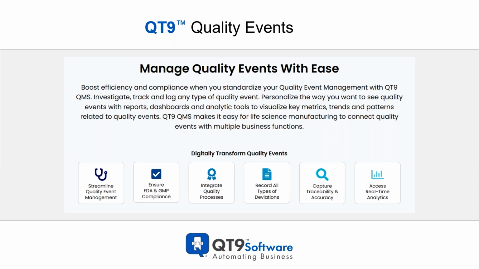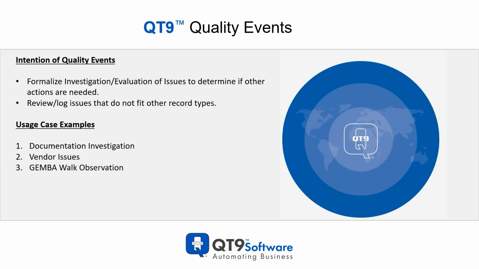Now, what I mean by that is at its core, what the quality events module is allowing you to do is to formalize your investigation and evaluation of issues to determine if other actions are needed or required. All right, so looking at any type of quality event or issue that you determine, having a single place to log it in a formalized process to investigate and evaluate that particular issue. When you distill down all of the fluff, the main focus here is formalizing the investigation and evaluation of issues.